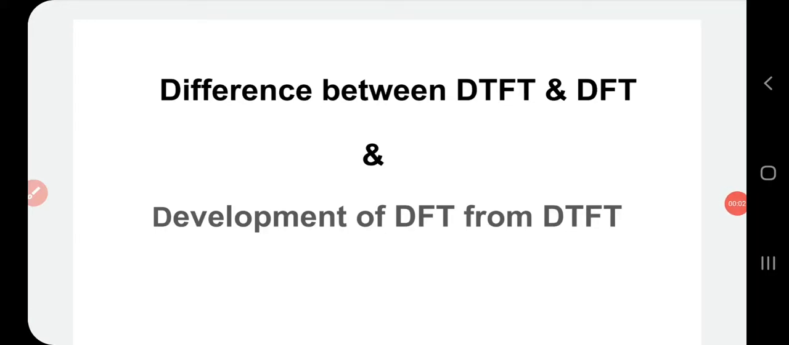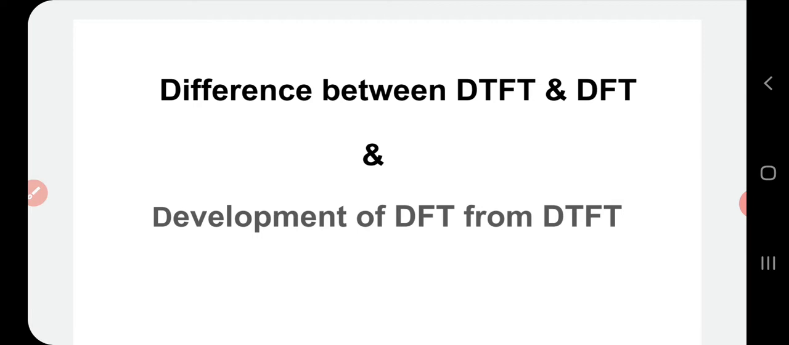Good morning. Today we will learn about the difference between DTFT and DFT and also about the development of DFT from DTFT. Now in your syllabus this difference is not there, but I am giving you this because sometimes they may ask a question like compare between DTFT and DFT. So this may become useful. So please study this difference between DTFT and DFT, and after that we will go to the topic of the day, which is the development of DFT from DTFT.